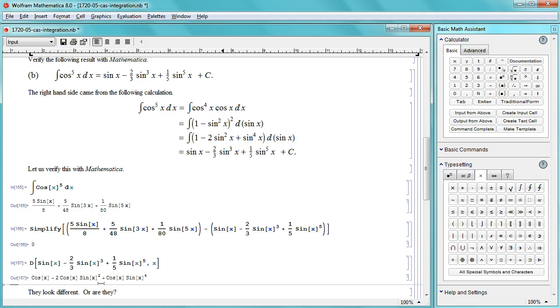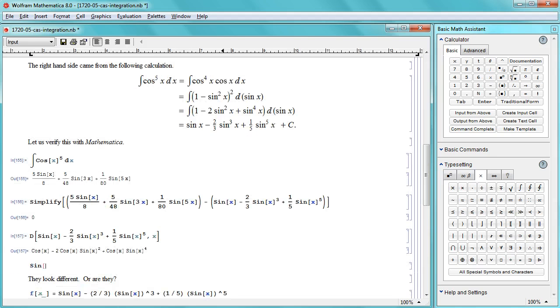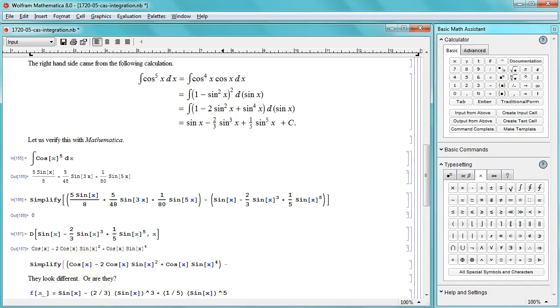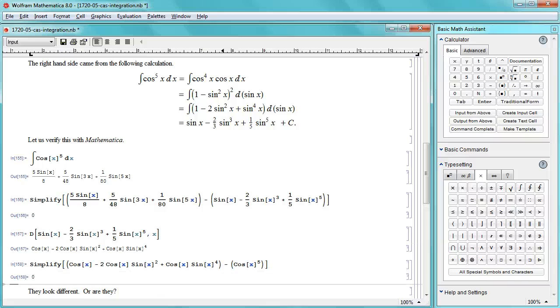Looks like the Simplify command is really useful after all. Simplify this one, and then minus cosine of x to the 5th power, and then again we got 0, so they are the same. So we just saw how useful the Simplify command can be.